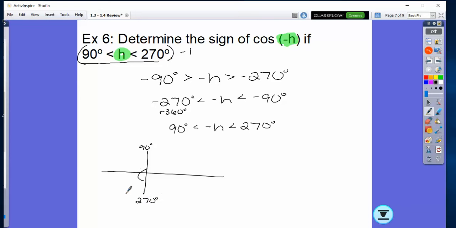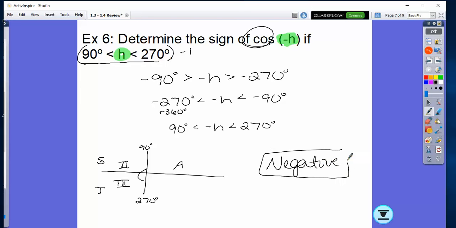That means you could be in quadrant 2 or 3. Talking about cosine. All students. In quadrant 2, sine is positive, so cosine is negative. Take, in quadrant 3, tangent's positive, so cosine is negative. So my final answer? Negative. Is that alright?